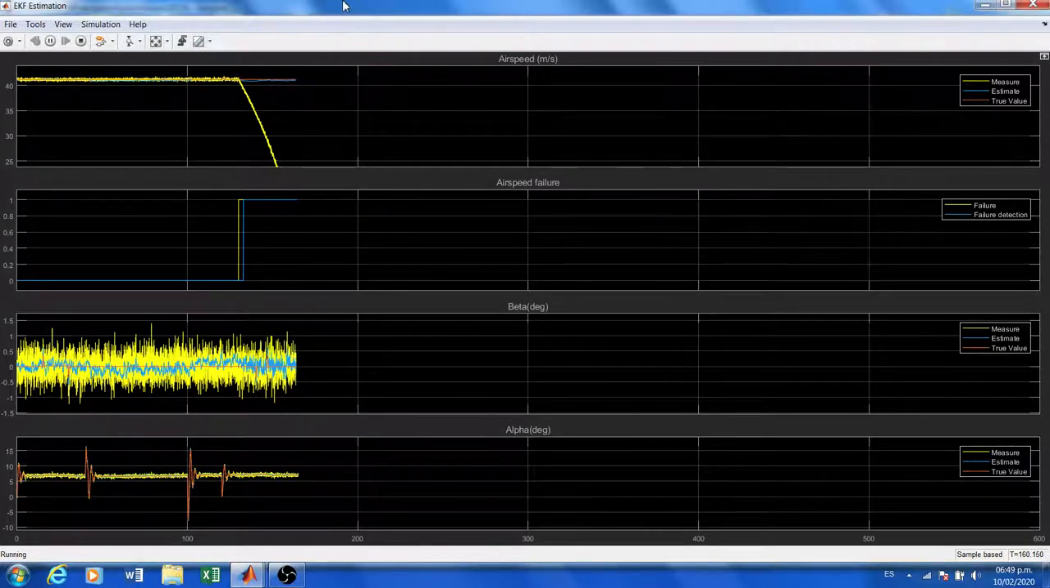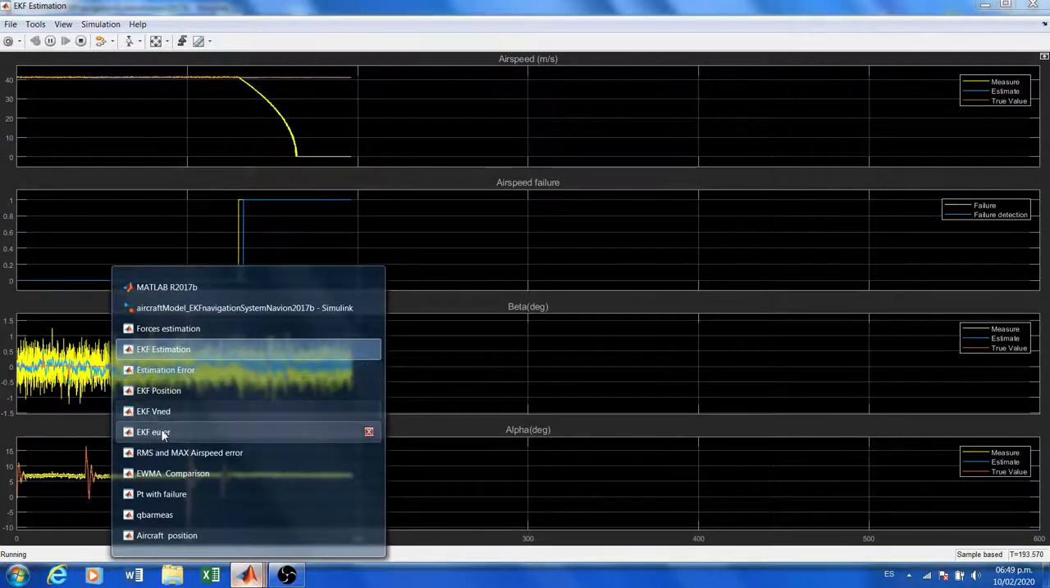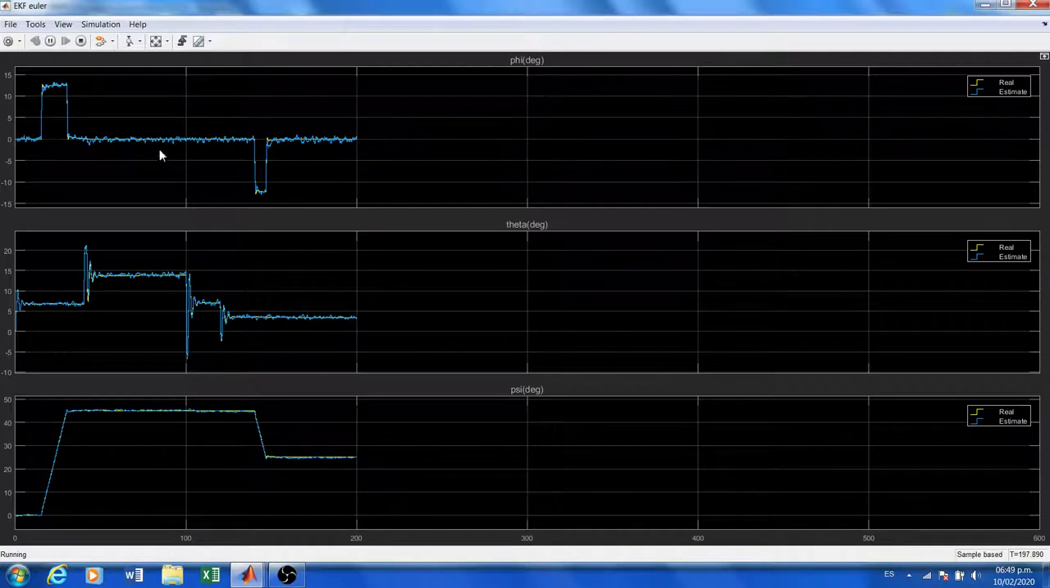You see? It's working very good during the descent. It's working very good during the ascent. During the turn, look here, the turn was at 120 seconds, so we already did the turn during the descent, and during the turn, look, the estimation of the airspeed is perfect. The Euler angles are also working fine. Look, the estimation of the Euler angles, phi, theta, and psi, is perfect.